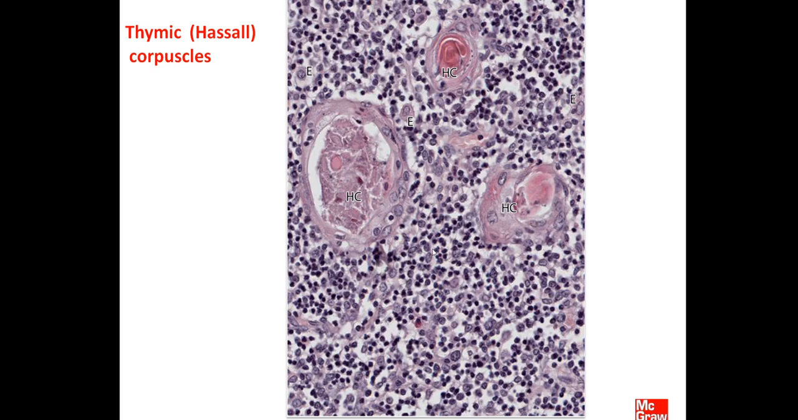Medullary cords consist of cells in between, or wrapped around, the medullary sinuses. And there is the main histological feature of the thymus, which is the Hassall's corpuscle: a concentric arrangement of endothelial cells. This is the main histological feature of the thymus, the Hassall's corpuscle.